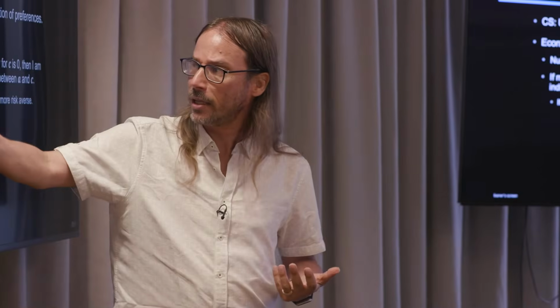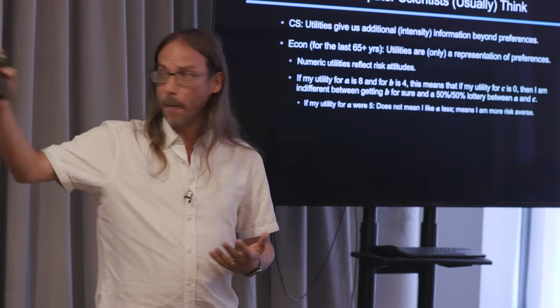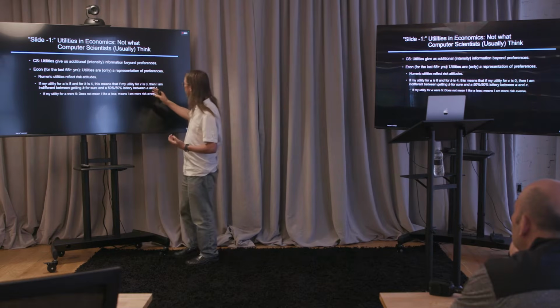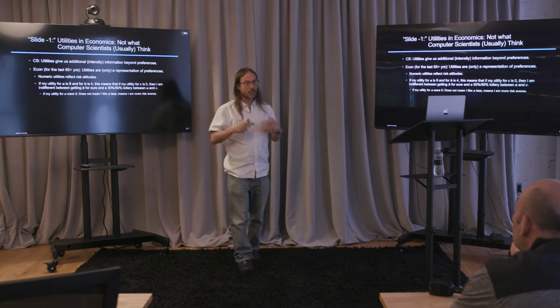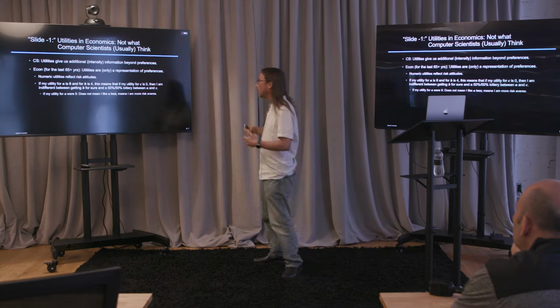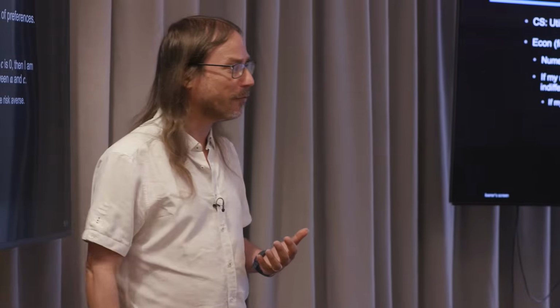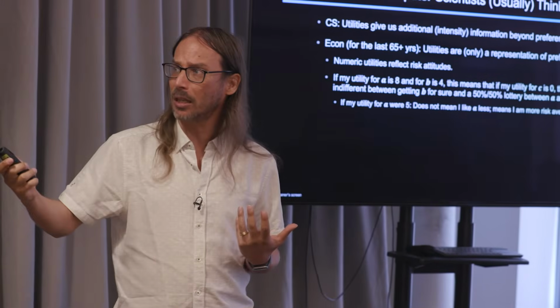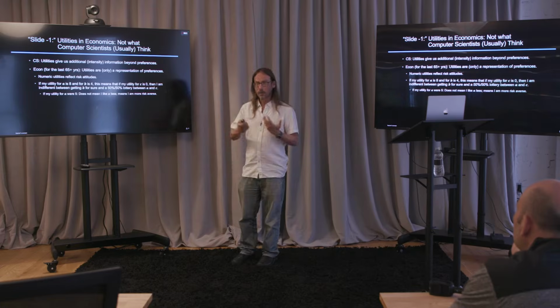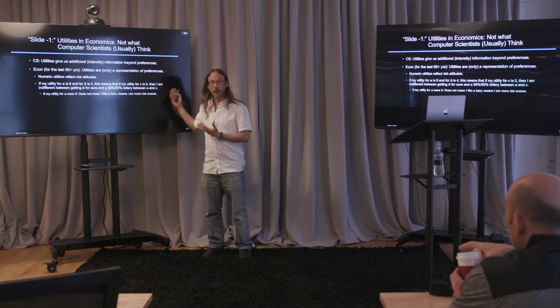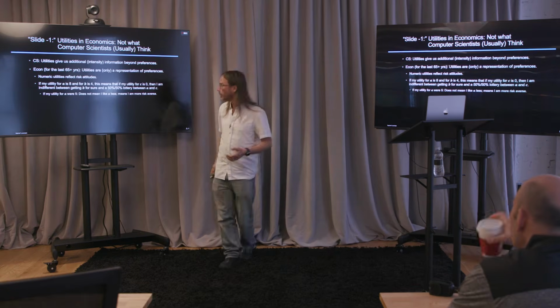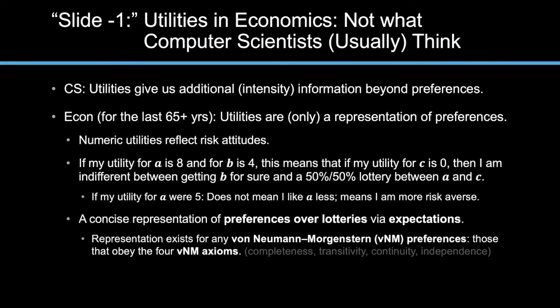Accordingly, if my utility for A, instead of 8, were 5, it doesn't mean that I would have liked A any less. It would still be my most preferred alternative. It would just mean that this 50-50 lottery between A and C, instead of giving me expected utility 4, would have given me expected utility 2.5, meaning that I would have strictly preferred B over this lottery. So in economics, we think about these numerical values as reflecting risk attitudes. This means that I would have been more risk averse. I would have preferred the sure thing rather than the lottery. So utilities, these numbers, are actually a concise representation of preferences over lotteries.